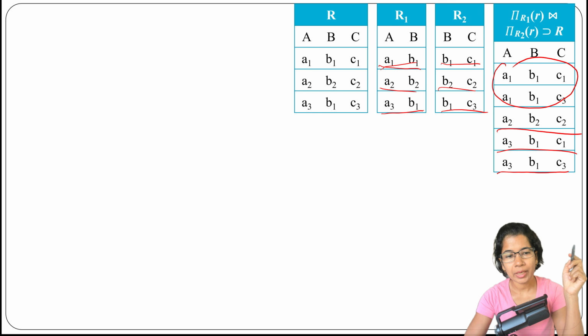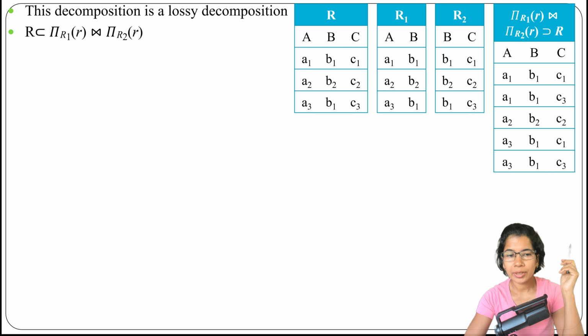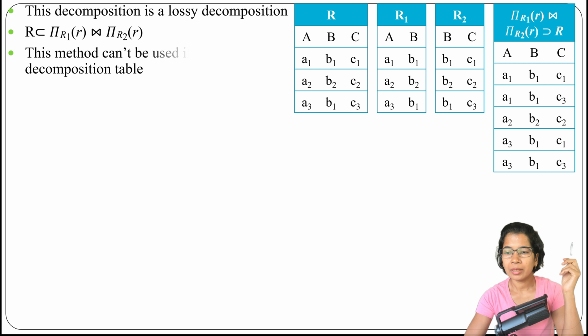R is a subset of their natural join. R is not equal to R1 natural join R2. So after the join we are getting more rows than R. So R is a subset of this join. That's how we can say this is a lossy decomposition. Here R is not equal to R1 join R2.